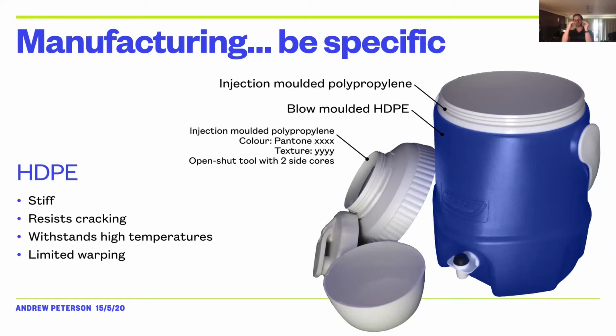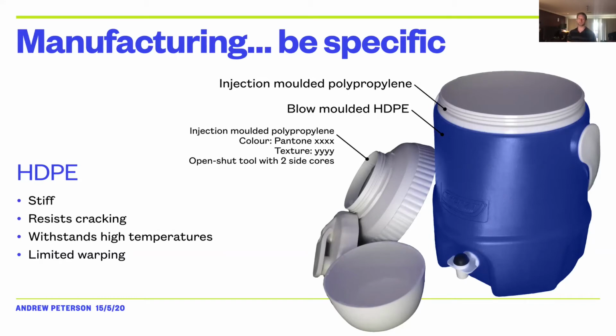Or if you go to the next level down, you can add more detail and say its color is Pantone, whatever it is. Its texture is this. It's made using an open shut tool with 2 side cores. So you can start to add in more specific information.